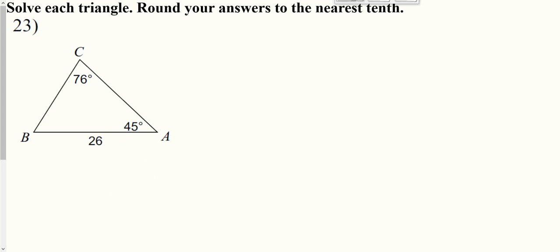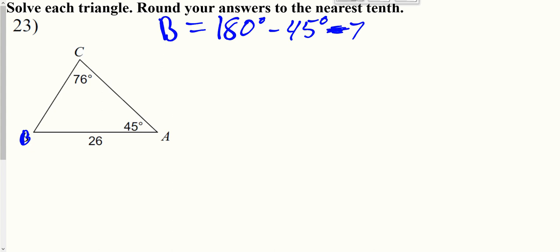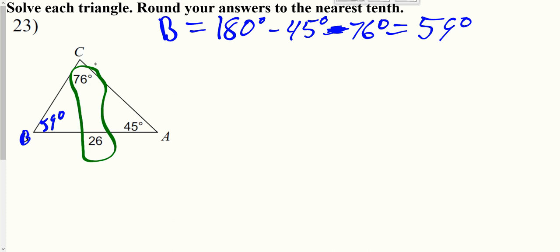The easiest thing to find here is our third angle, because you know your angles all add up to 180. So I'm going to find angle B. I can go 180 degrees minus my first angle minus my second angle, and type that in, and I would get 59 degrees. Now notice we have an opposite pair, so we can use law of sines.